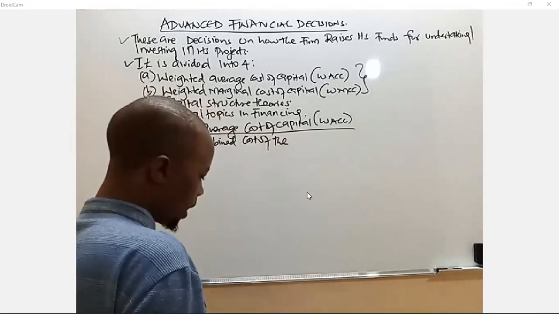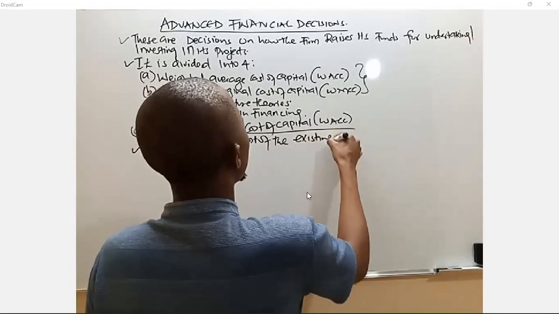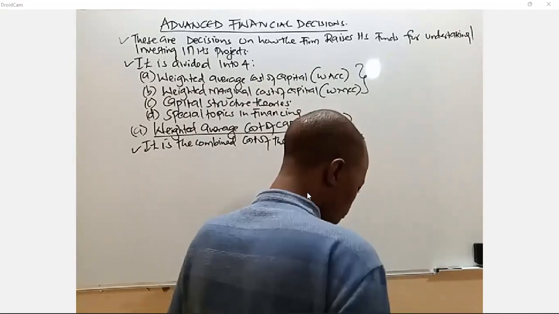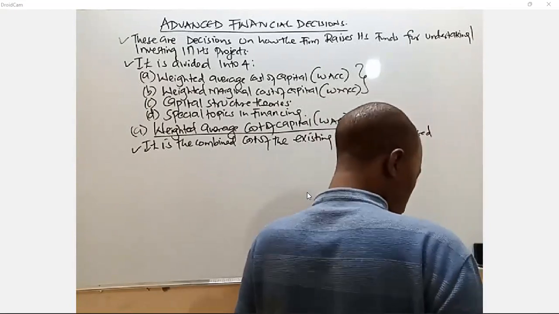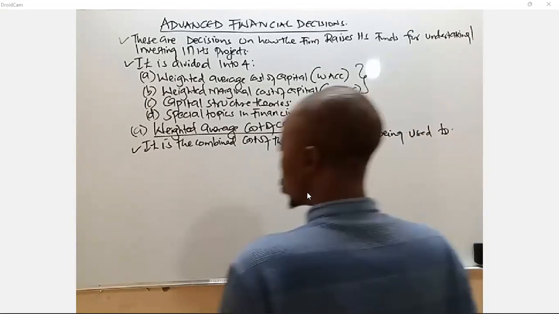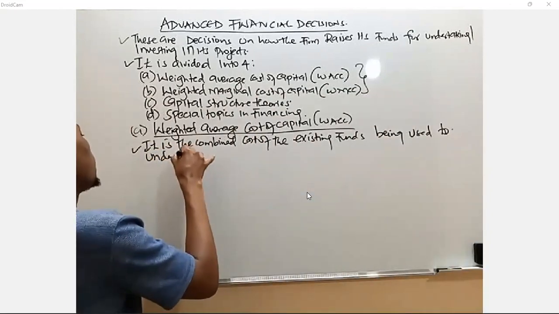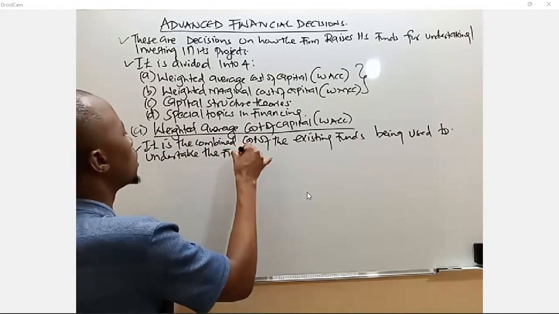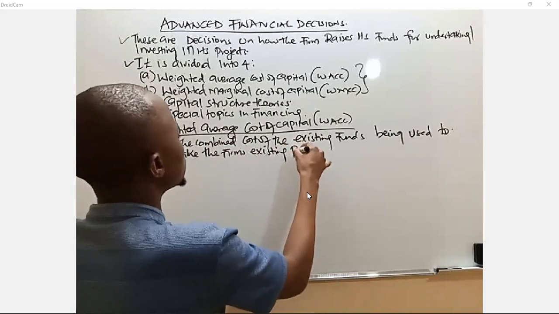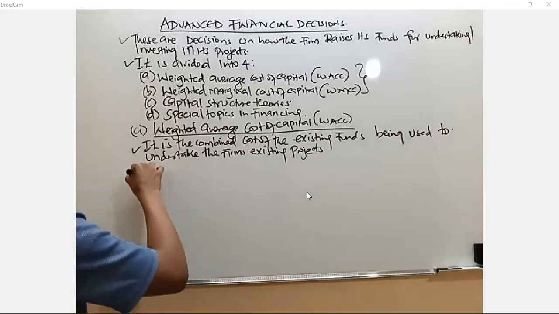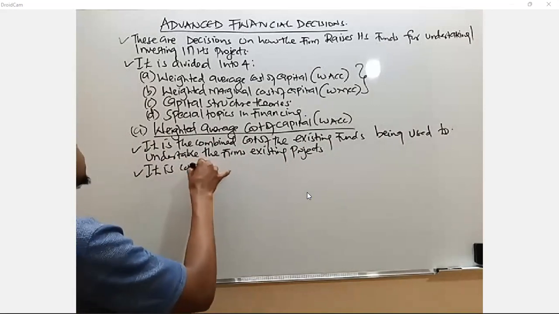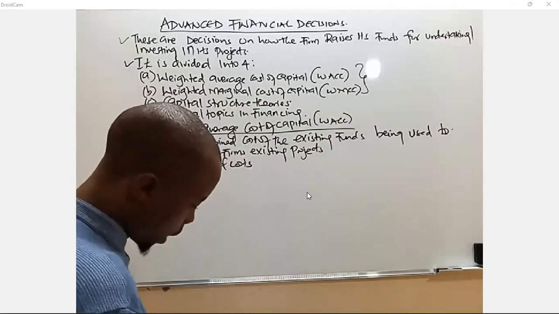It is the combined cost of the existing funds being used to undertake the firm's existing projects. Now, in this case, we say it is the combined cost.